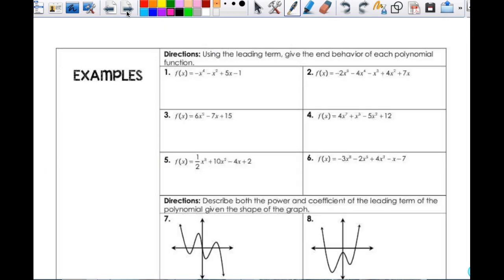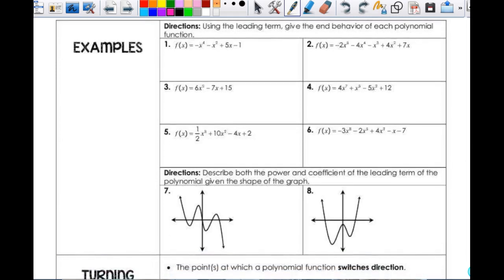All right. So on the back, it says, using the leading term, give the end behavior of each polynomial function. So what I actually want you to do, and do a couple little extra things here, is tell me the degree. So the degree here is 4, right? So if it's a 4th degree polynomial, then this is what's called a quartic. Okay. And then it's an even degree because it's 4, and it's negative.